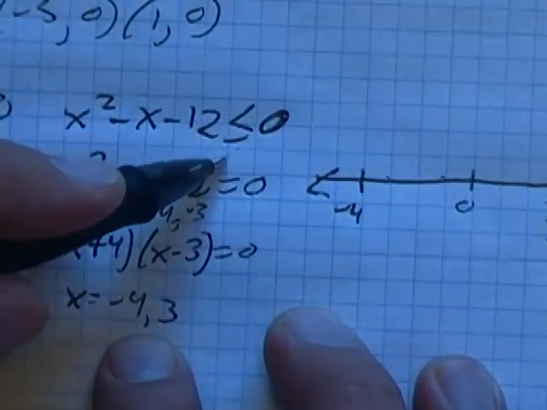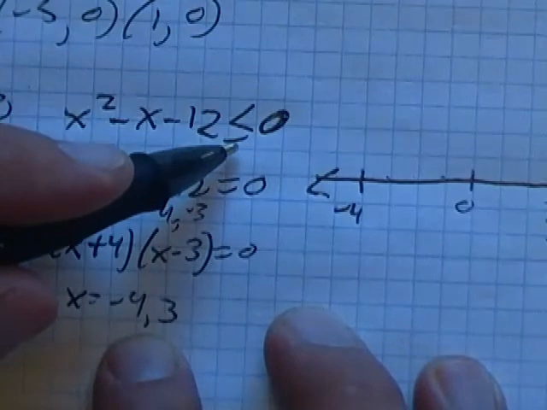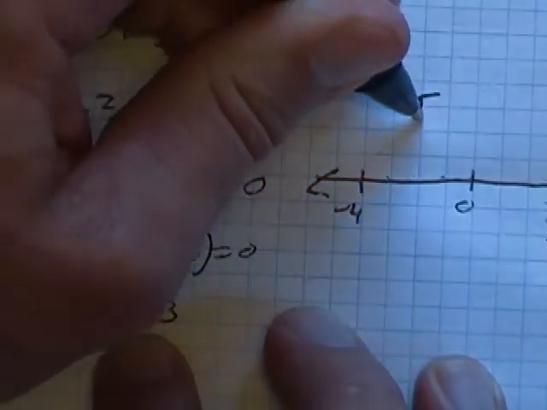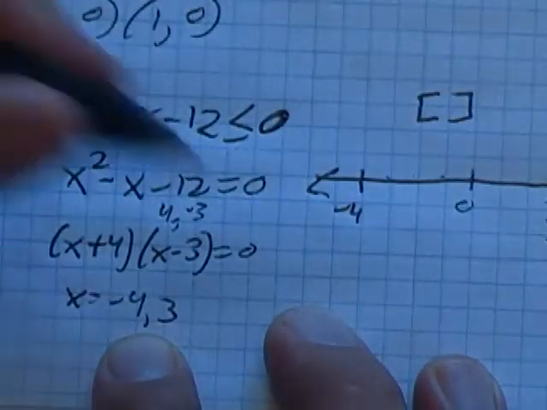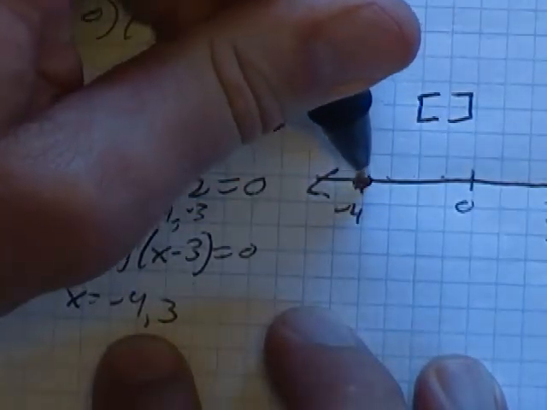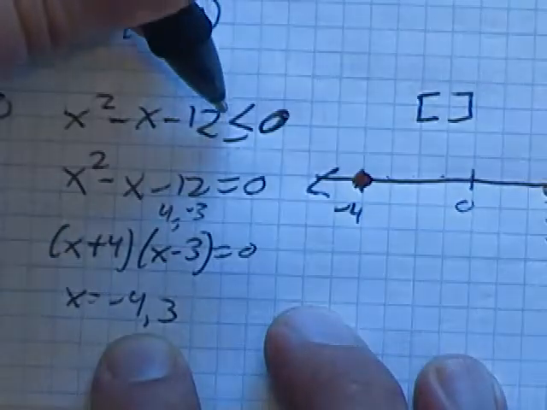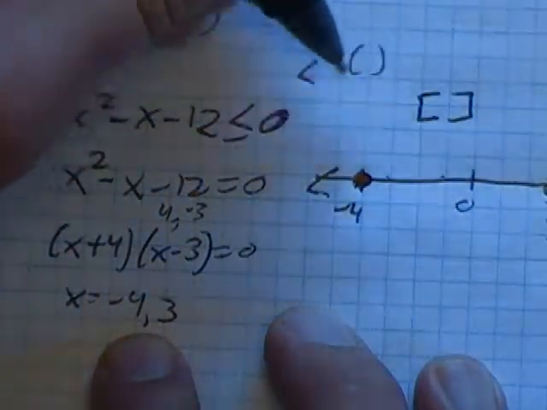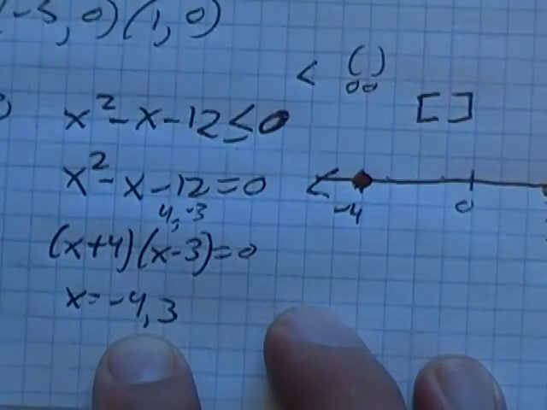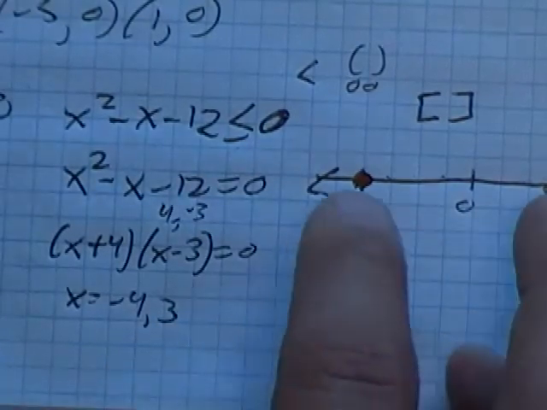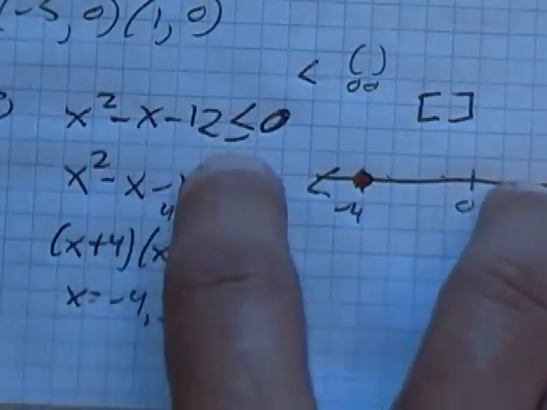Yep. Now, this is less than or equal to. That tells me what type of symbols I use. And remember, it's those brackets. If we're doing the set theory, we could do the closed dots as well. If it said strictly less than, we'd use those parentheses or the open circles. So now, these are my boundary points. These are where this equals zero.